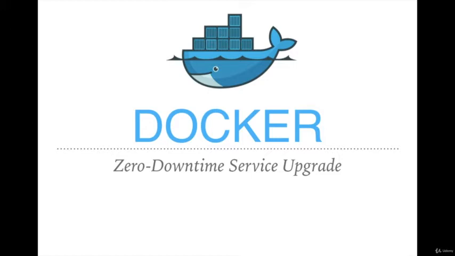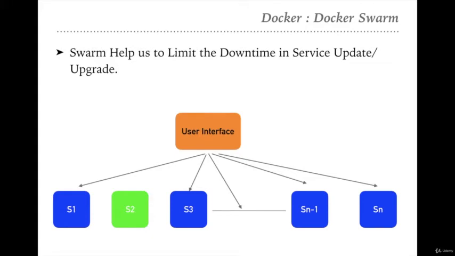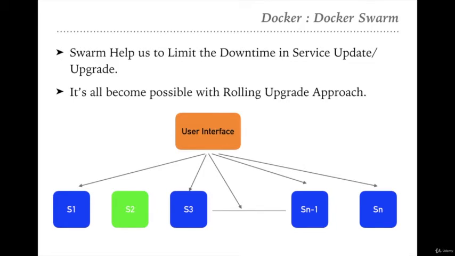So today we will see how we can upgrade the services in zero downtime if we are using Docker and Docker Swarm. So let's start. This is another benefit and a big truth of the Swarm, that Swarm helps us to limit the downtime of service update or service upgrade. With the help of the Swarm, we can do the rolling upgrade of the services. When we are saying the rolling upgrade, what is the meaning of the rolling upgrade? What is this particular approach?